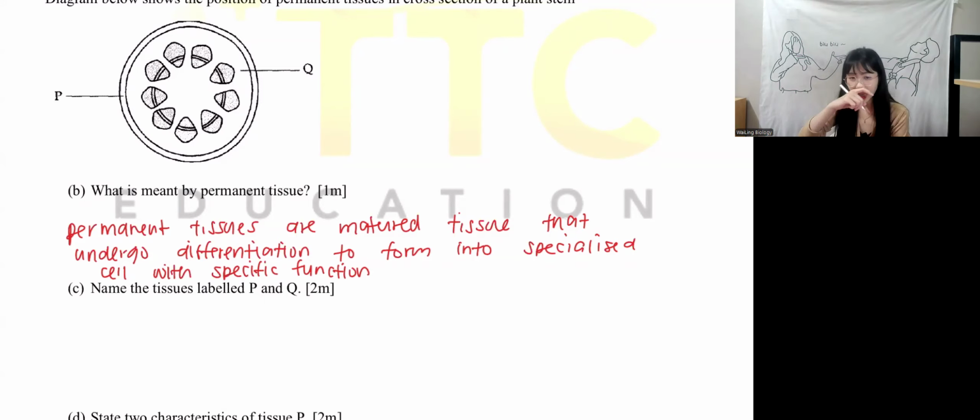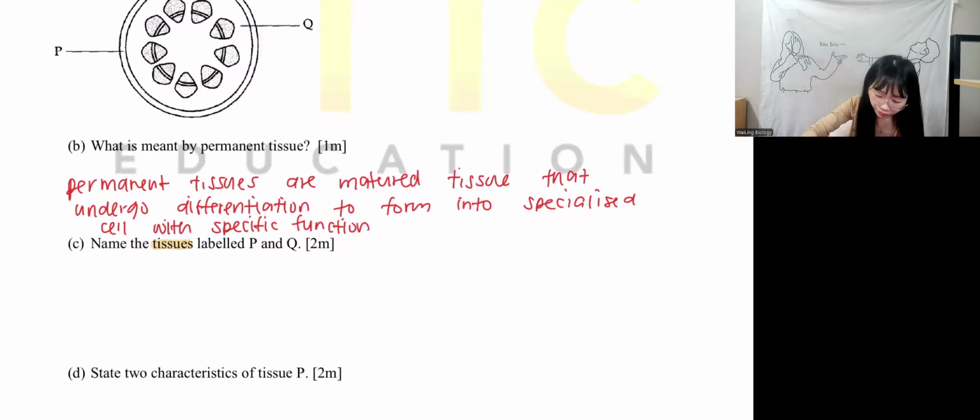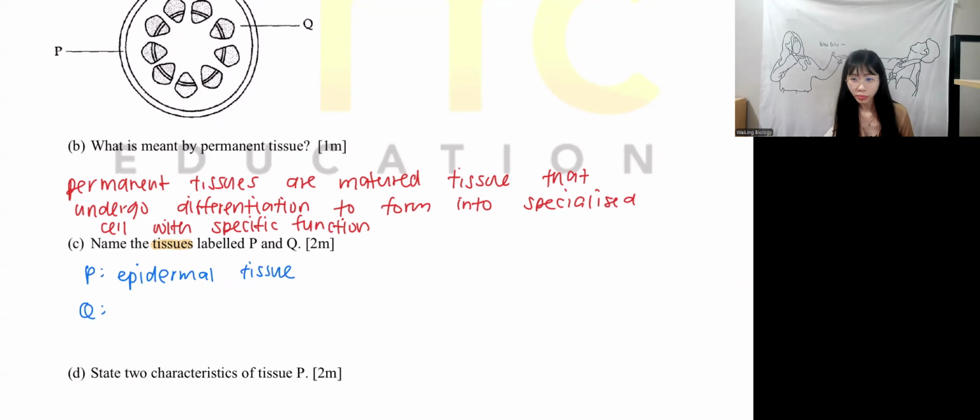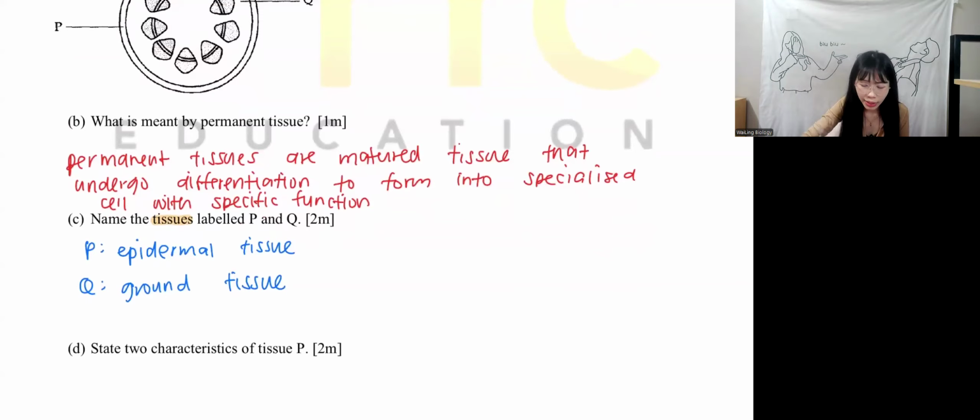Okay, name the tissue labelled P and Q. P is the outer layer. They ask you to name the tissue, guys. P is epidermal tissue. Very good. P is known as epidermal tissue. Q, they label at the cortex, ground tissue, correct? It's called ground tissue. Then they ask you to state two characteristics of tissue P.